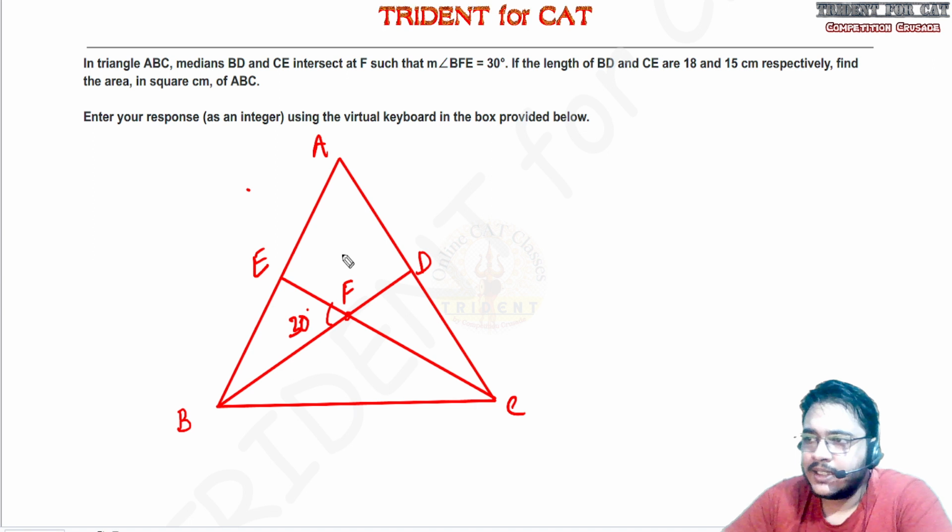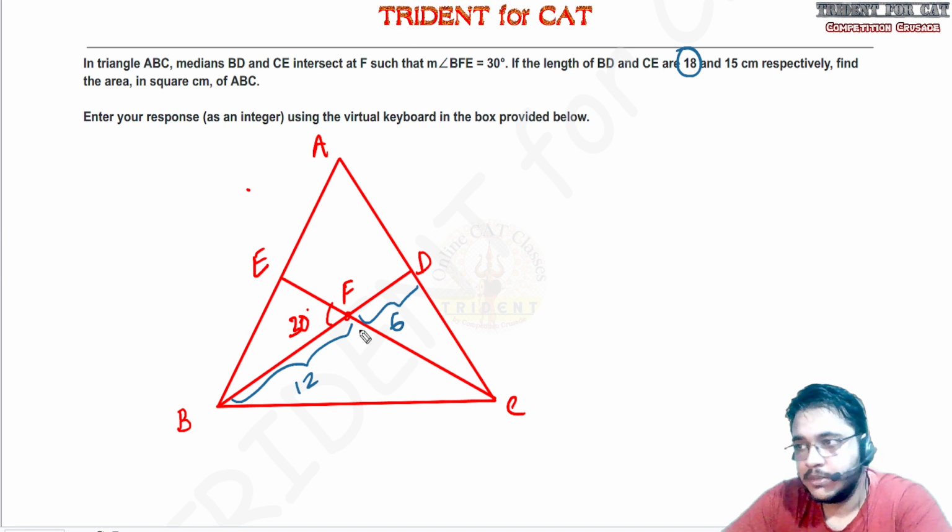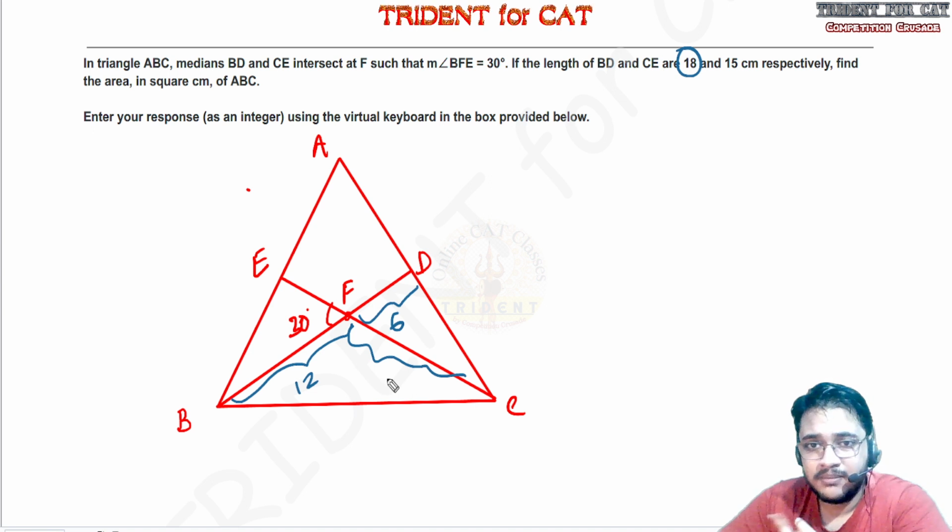That can only mean that this BF length is 2/3 of 18. Directly you can write 2/3 of 18 as 12. And this FD length will be 1/3 of 18, which is 6. Similarly, for this FC line, this is going to be 2/3 of 15, that is 10. And the other one is 1/3 of 15, which is 5. I hope that makes sense.